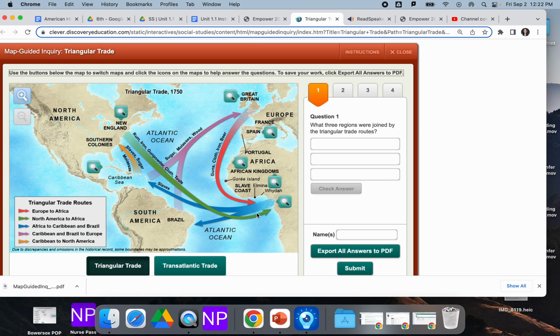Africa to Caribbean and Brazil, they took slaves. Okay. Caribbean and Brazil to Europe, you can see they took sugar, molasses, and wood. And then Caribbean to North America, they took molasses, slaves, and sugar. So anytime you see an arrow with things going there, it means these countries did not have those resources, and so they wanted them, so they were open to trade.